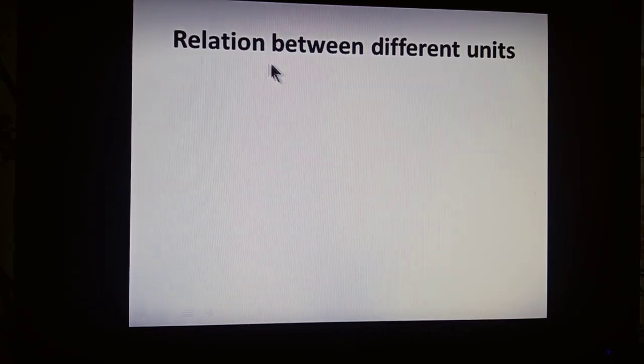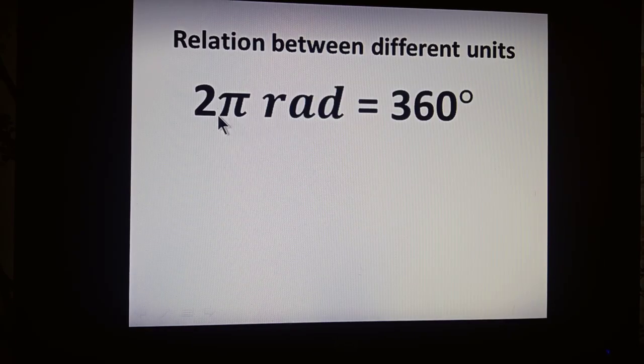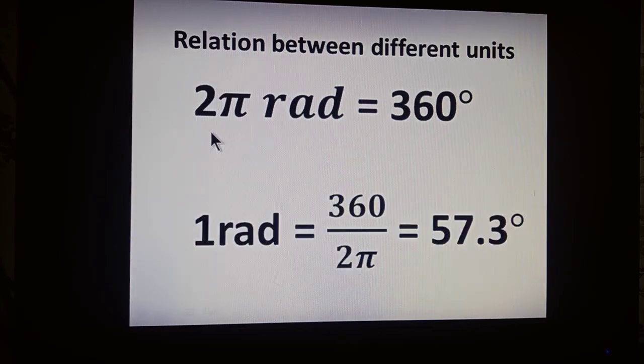What is its relation with other units? For a complete circle, 2 pi radian is the angular displacement, and for a complete circle, 360 degrees is the angular displacement. So we can write 2 pi radian equals 360 degrees for one revolution, or 1 radian equals, taking 2 pi to the other side, 360 divided by 2 pi, which is equal to 57.3 degrees. So we can use radian as well as degree as a unit for angular displacement.